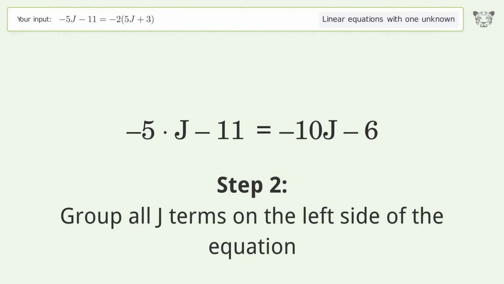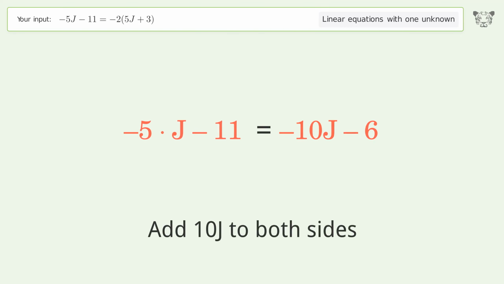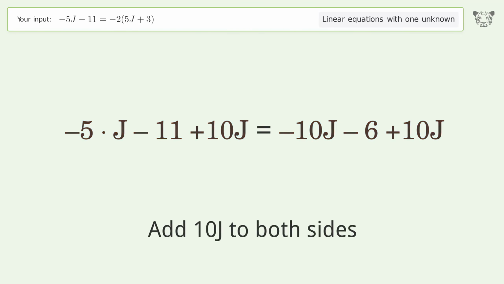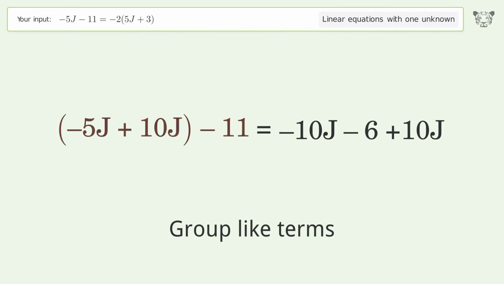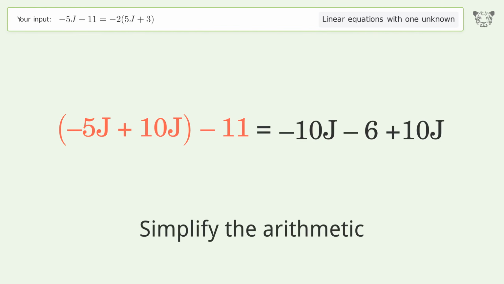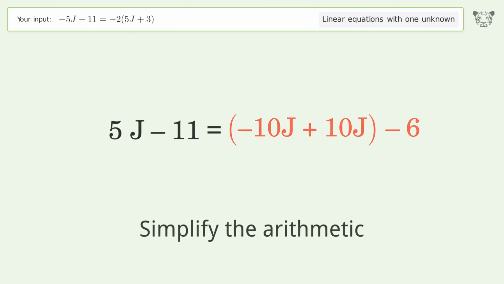Group all j terms on the left side of the equation. Add 10j to both sides. Group like terms. Simplify the arithmetic. Group like terms. Simplify the arithmetic.